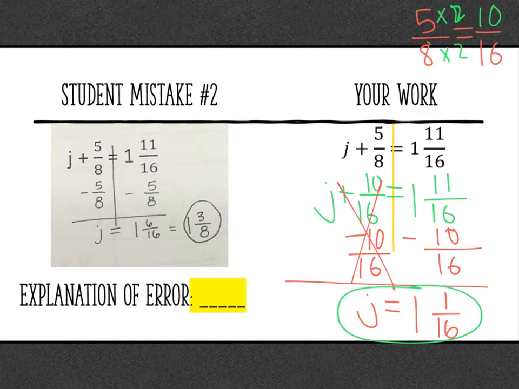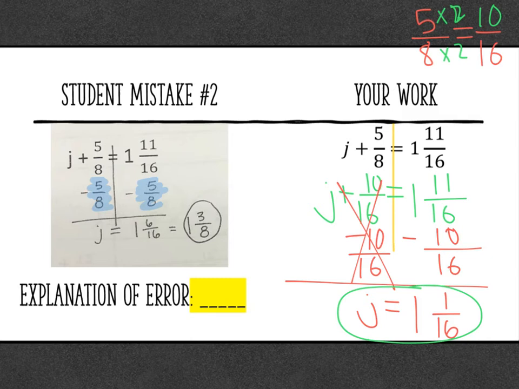So now that we did that, we need to go back and look at what the student did. And we can see they drew their line, they subtracted like they were supposed to, but what they subtracted was 5/8 from both sides. So in this problem, our student forgot to make common denominators before subtracting.